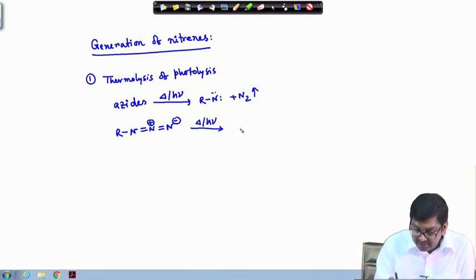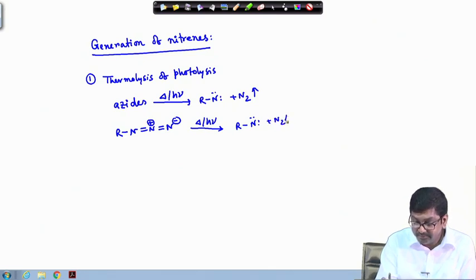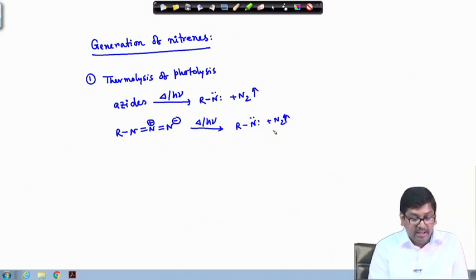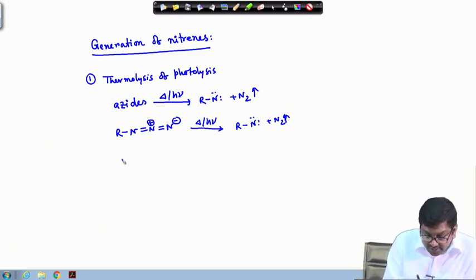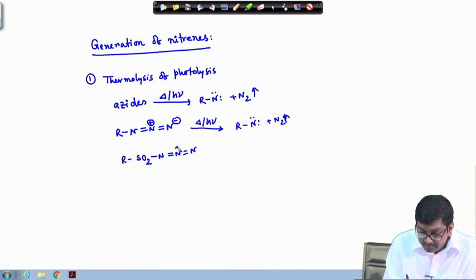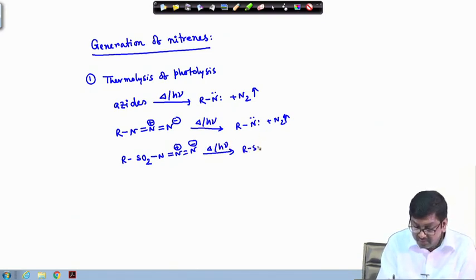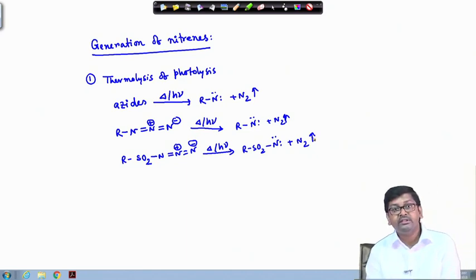So, in this case if we use thermal or photochemical irradiation, then what will it form? This will form the nitrene. Okay. Here this R could be alkyl or aryl. You can take sulfonyl azide, okay. Under similar conditions, this will also give the corresponding nitrene with nitrogen elimination.